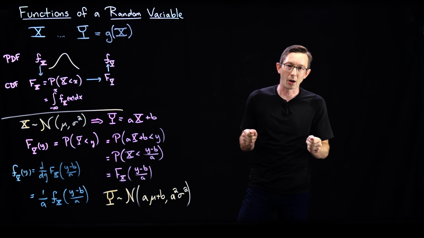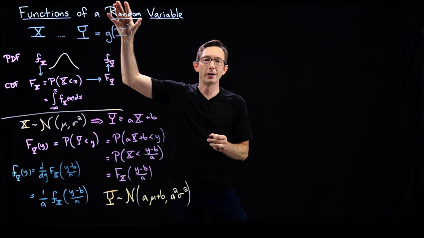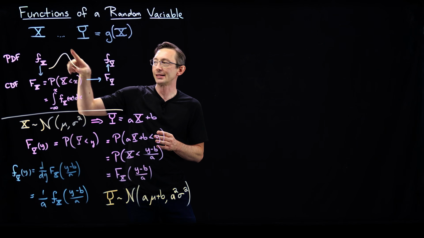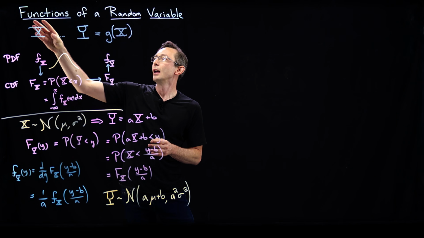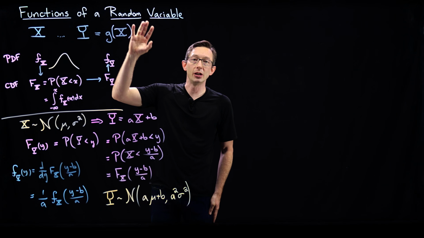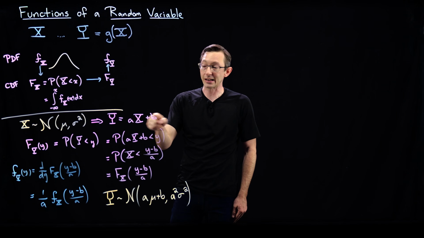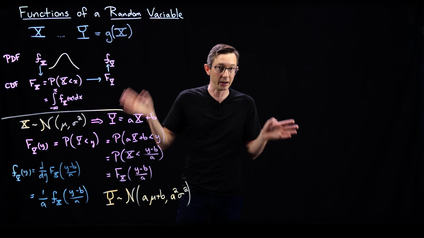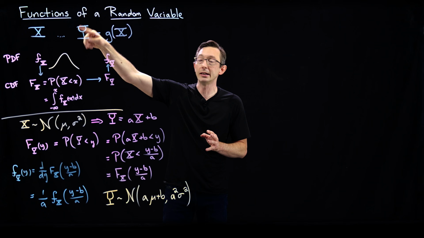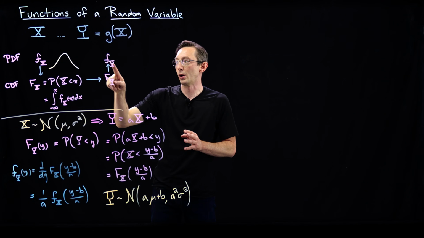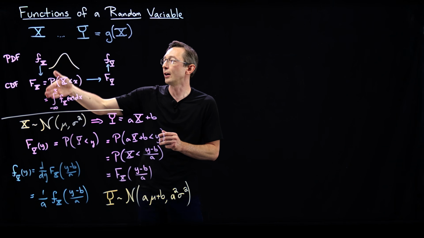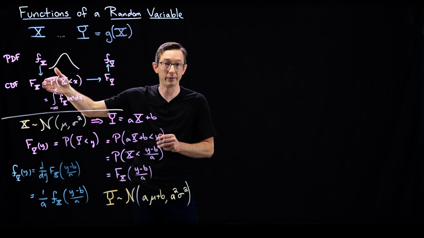Welcome back. Okay, we introduced this notion of functions of a random variable. So if you have some random variable x, maybe it's Gaussian normal distributed, and you want to build a new function y, which is some function g of x. It could be x squared or ax plus b or square root of x, whatever you like. There is a procedure for building the probability density function, the PDF of y, and the cumulative density function, the CDF of y, from the things you know, the PDF and CDF of x.